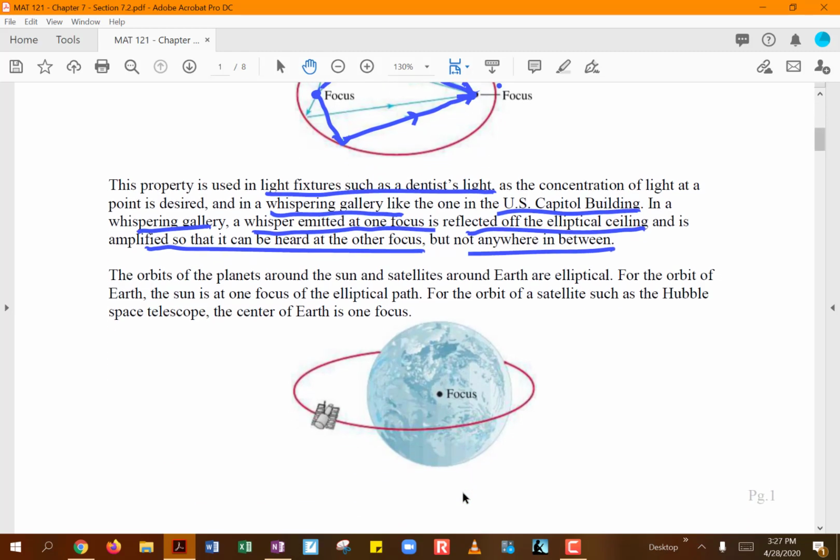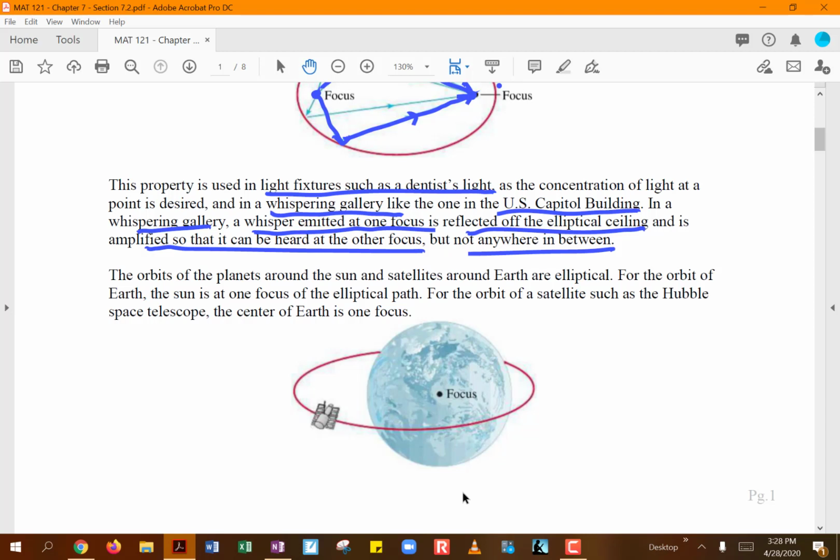Now we of course use the same idea of ellipses with our satellites, or even as the Earth revolves around the sun, right? So all of these planets and satellites make an elliptical orbit. All of the planets in our solar system will make that elliptical orbit around the sun. All the satellites that we send up in space make an elliptical orbit around the Earth.